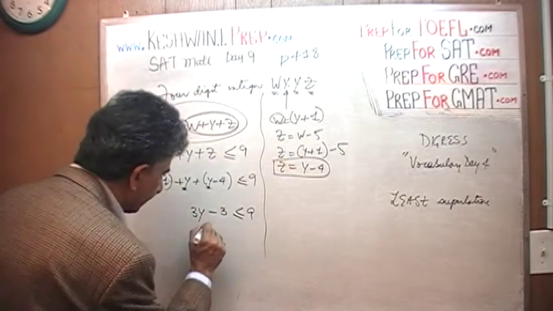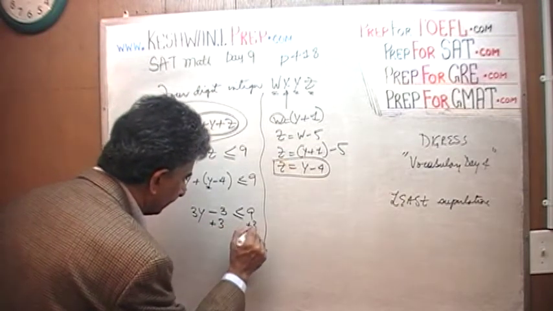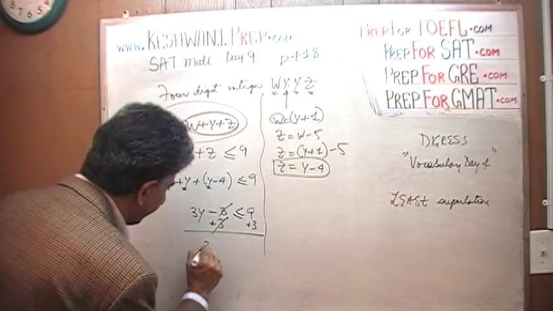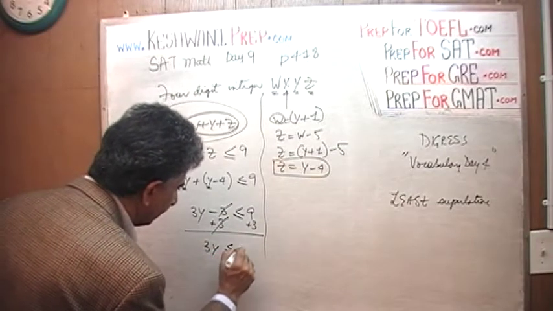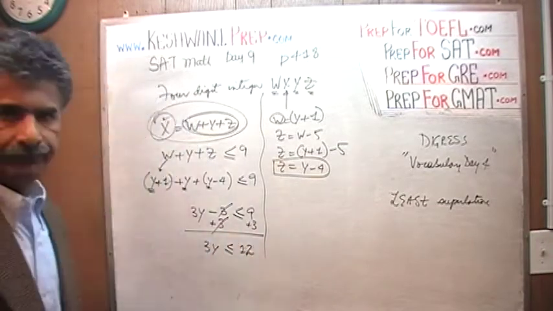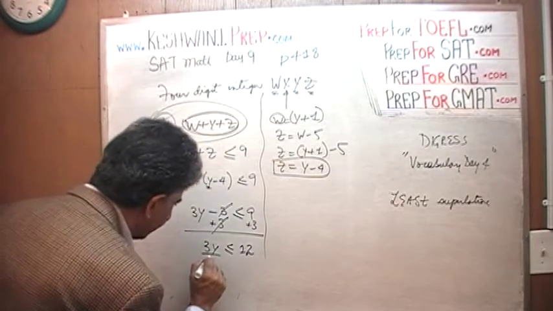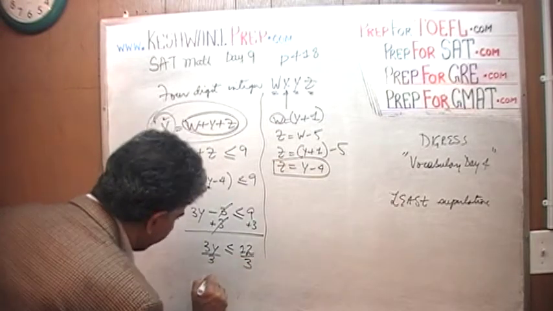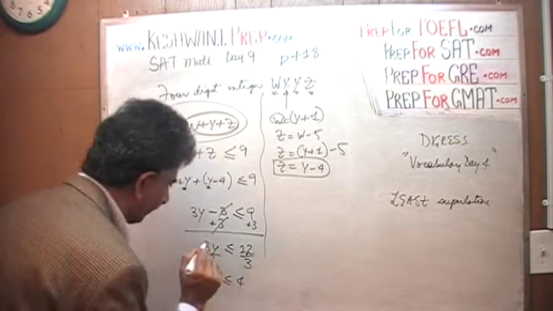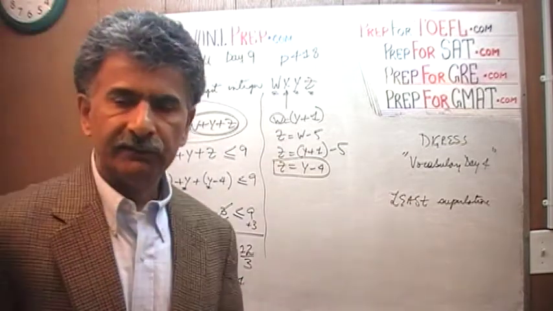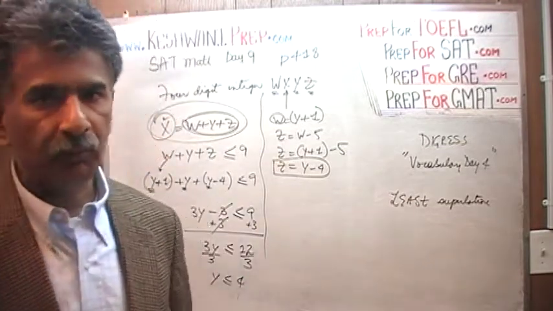Let's bring the 3 to the other side, add 3 to both sides, and this 3 drops out, and we find that 3y is less than or equal to 12. Let's divide both sides by 3, and we find that y is less than or equal to 4. That's it, we are almost done.